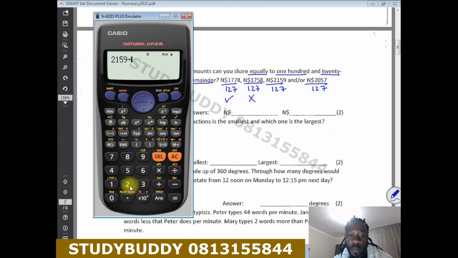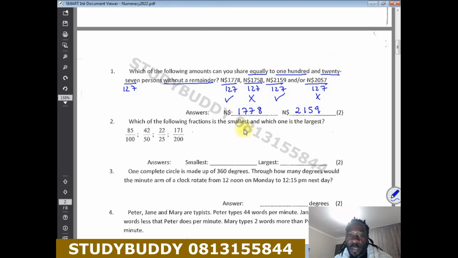2159 divided by 127. You get 17, so this one also works. And then 2057 divided by 127. Again, decimals, so this one doesn't work. So your answers are 1778 and 2159. Very simple, straightforward. Next question.